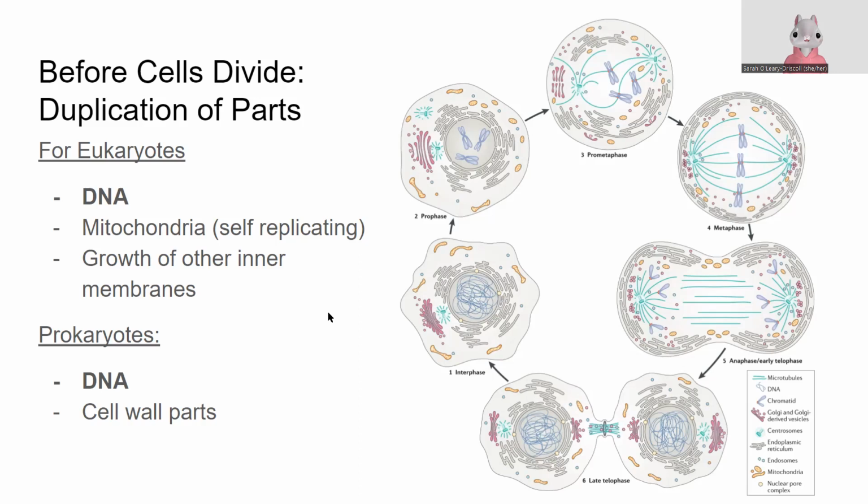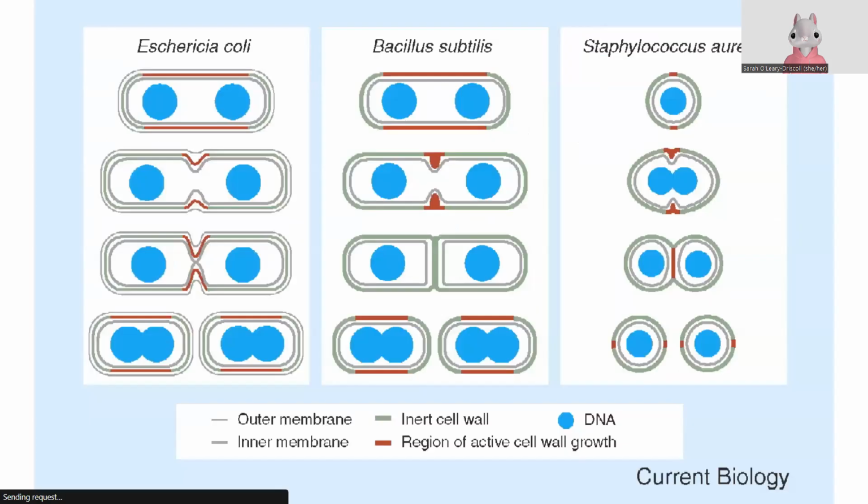Prokaryotes also have to replicate all of their parts. That includes the DNA, just like in eukaryotes, but also the cell wall. The only eukaryotes that have a cell wall that we really talk about are plants, but prokaryotes do have a cell wall also, that would have to be replicated. This is a picture of some different bacteria that are dividing through cell division. You can see the red parts here are where the cell wall is actually growing, so that when the cells divide, they have complete cell walls by the end.